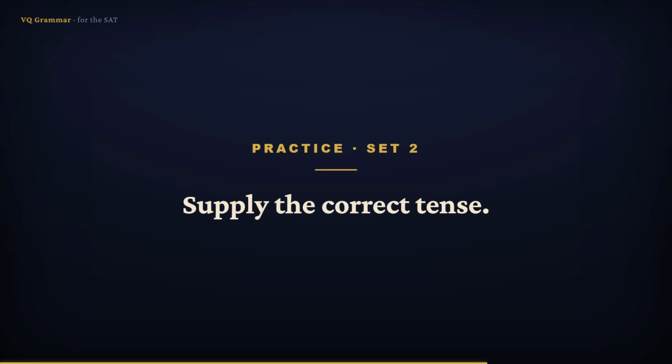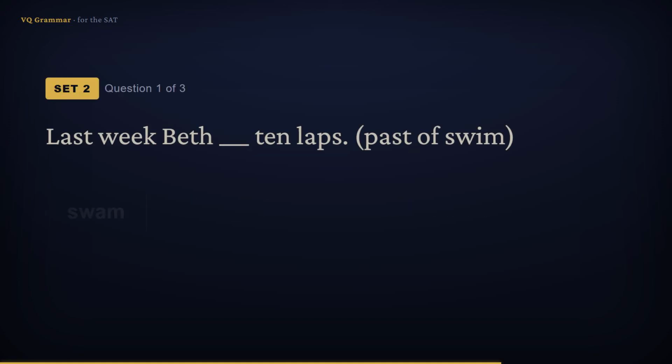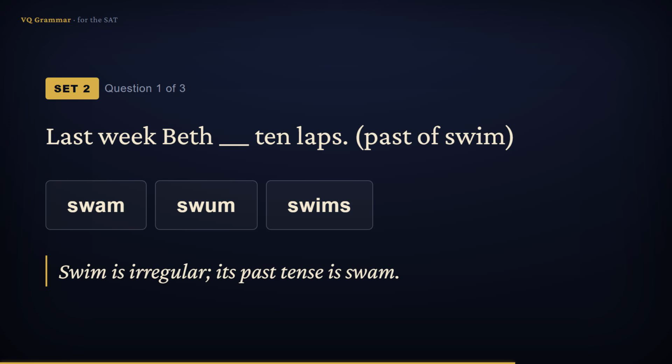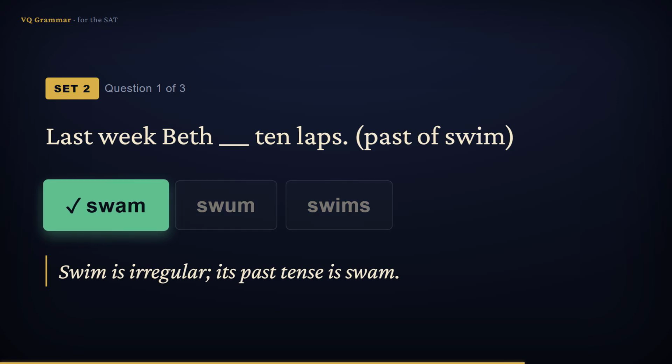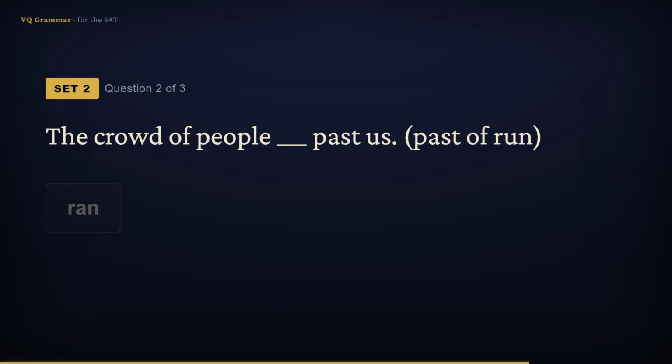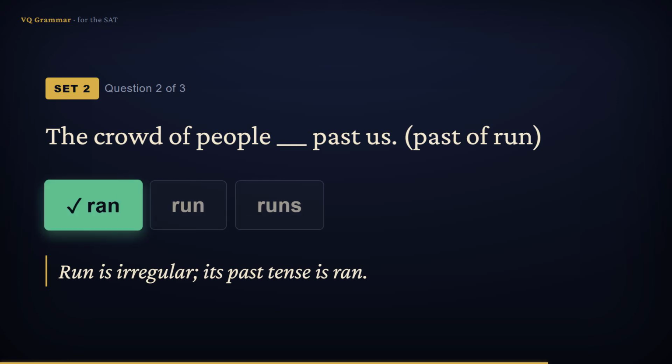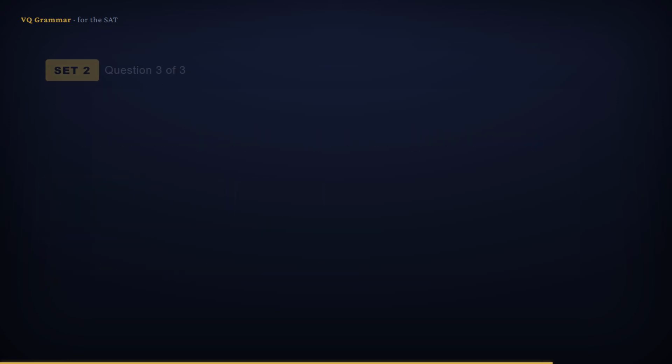Three more. Watch for irregular pasts and that tricky third person spelling. Pause and try each. Last week, Beth blanked 10 laps. Past of swim. There's no helper, so use the past form, swam, not swum. So the answer is swam. The crowd of people blank past us. Past of run. Run is irregular, and its past form is ran. So the answer is ran.